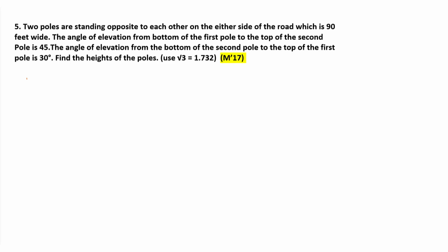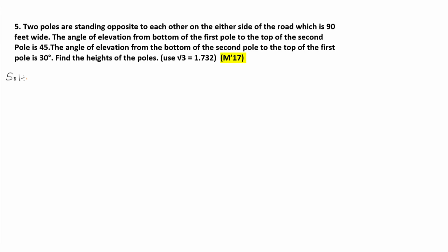Fifth question is, two poles are standing opposite to each other on either side of the road which is 50 feet wide. The angle of elevation from bottom of the first pole to the top of the second pole is 45 degree. The angle of elevation from the bottom of the second pole to the top of the first pole is 30 degree. Find the heights of the poles and we have to use root 3 as 1.732. This question was given in March 2017. So let's solve.